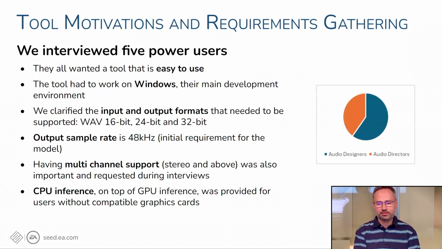So we interviewed 5 power users for the requirements gathering and validation. They all wanted a tool that is easy to use, and it had to work on Windows, the main development environment that the designers use for creating the games here at EA. During interviews, we also clarified the input and output format, in this case, WAV at different bit depth and a sample rate of 48 kilohertz, which was the initial requirement for the model coming from the research phase of the project.